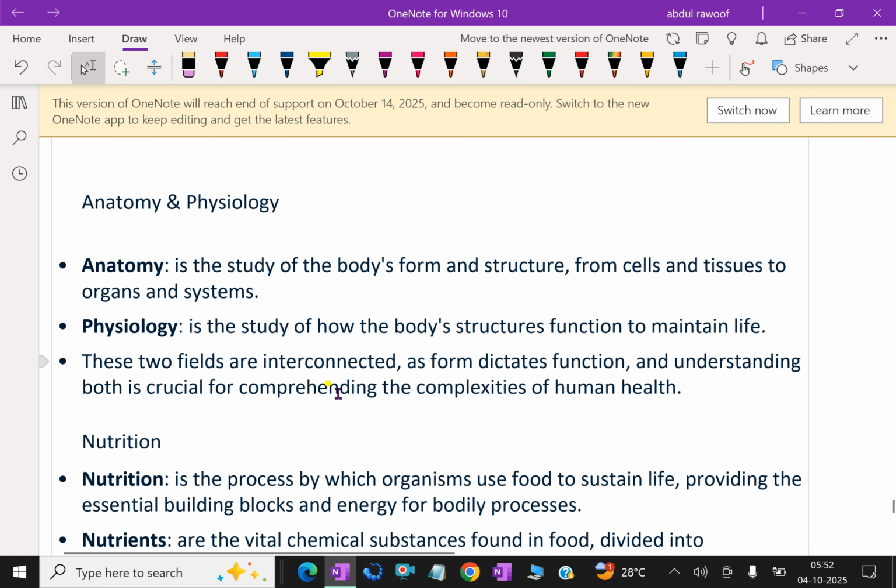Anatomy and physiology. Anatomy is the study of the body's form and structure, from cells and tissues to organs and systems. Physiology is the study of how the body's structure functions to maintain life. These two fields are interconnected as form dictates function, and understanding both is crucial for comprehending the complexities of human health.